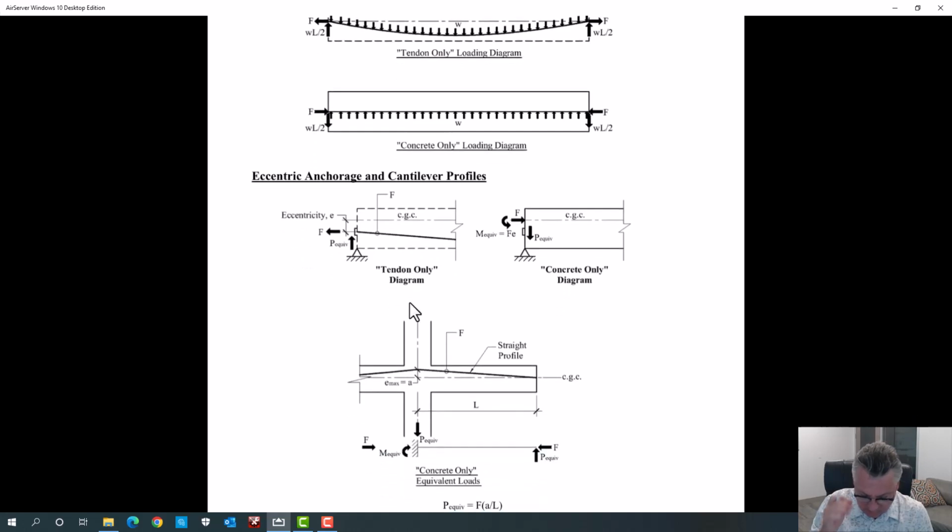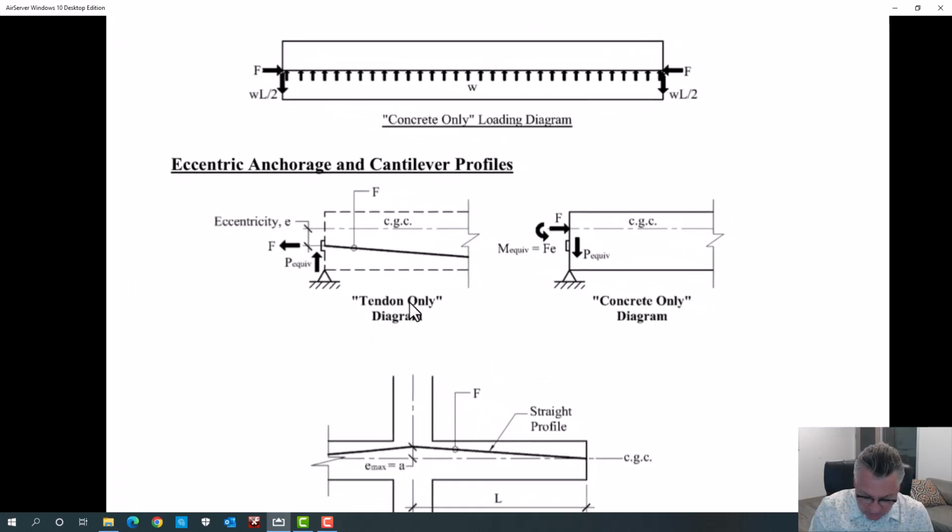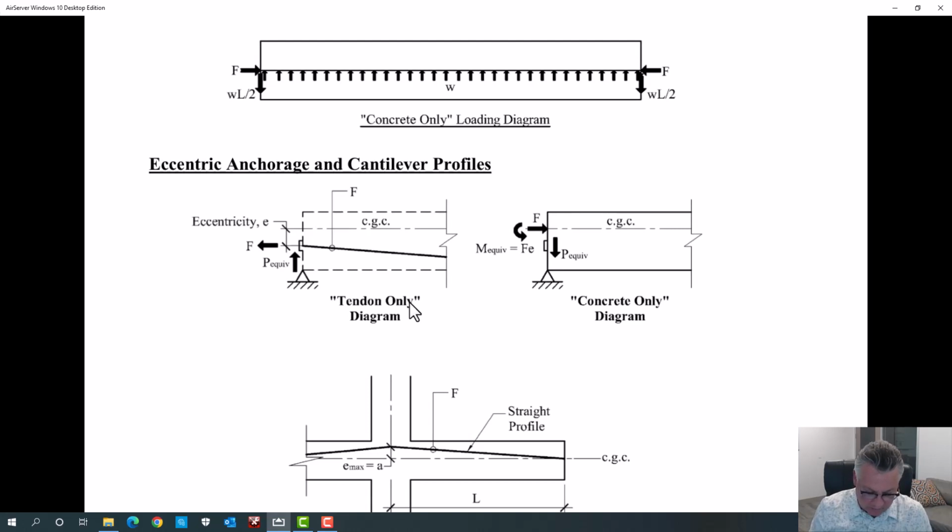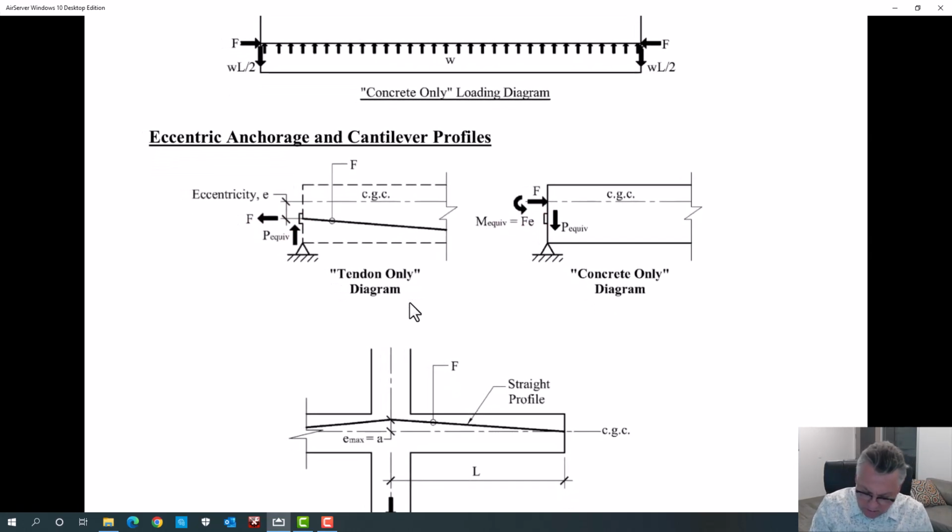So end anchorages. We talked about it a little bit, but when we are anchoring off the center of gravity, which we will almost effectively never do in practice, but this is a good academic exercise. This is the force on the tendon going this way. On the concrete, it's turning around and going this way. As we can see, it would go right here. We are always going to move that force up to the center of gravity of the concrete.